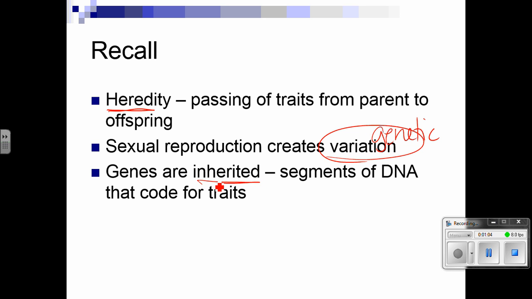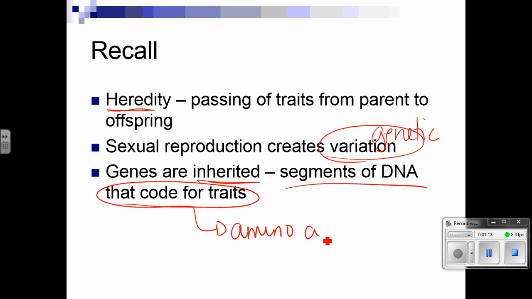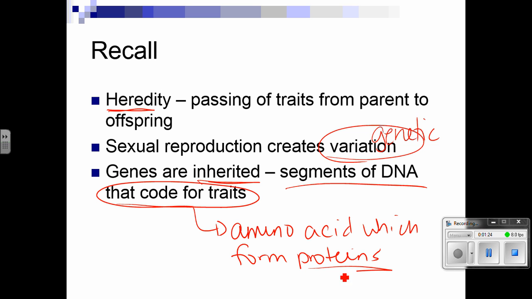Genes are inherited. Genes are segments of DNA that code for your traits. They actually code for amino acids, which form proteins. But ultimately, the proteins are what are going to make your traits or make you look the way you do.